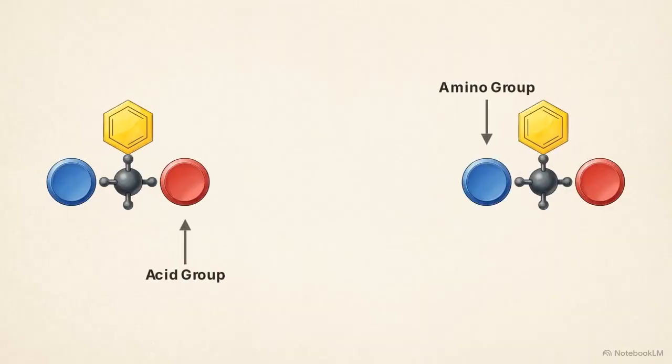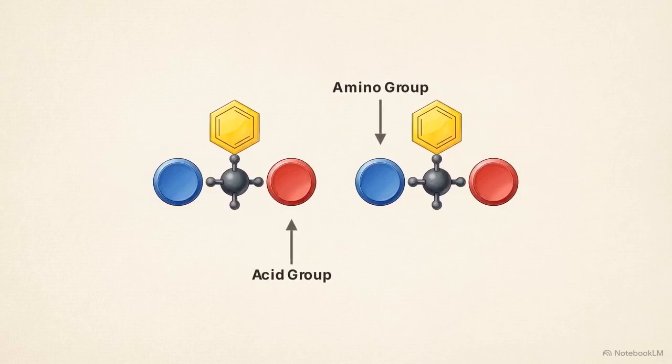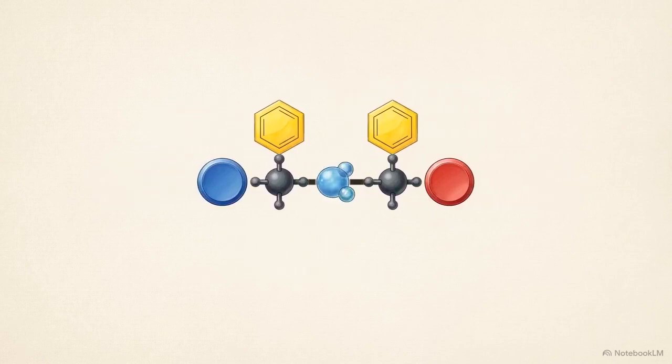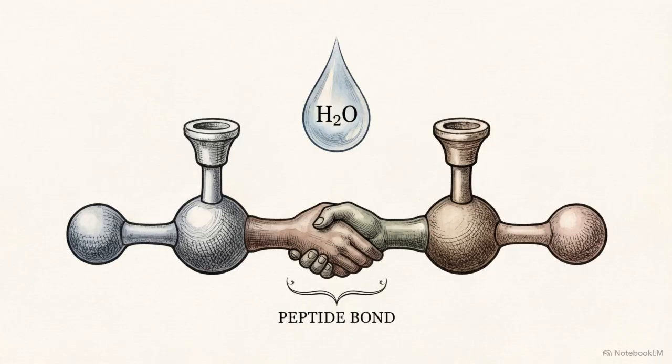When two individual amino acids meet in the cell, they undergo a specific chemical reaction. The amino group of one molecule docks with the acid group of its neighbor. As they connect, they eject a tiny water molecule. This handwritten chemical equation shows exactly what happens. The loss of H2O locks the two molecules together in a rigid handshake known as a peptide bond. A peptide bond is the specific amide linkage that holds two consecutive amino acids together.